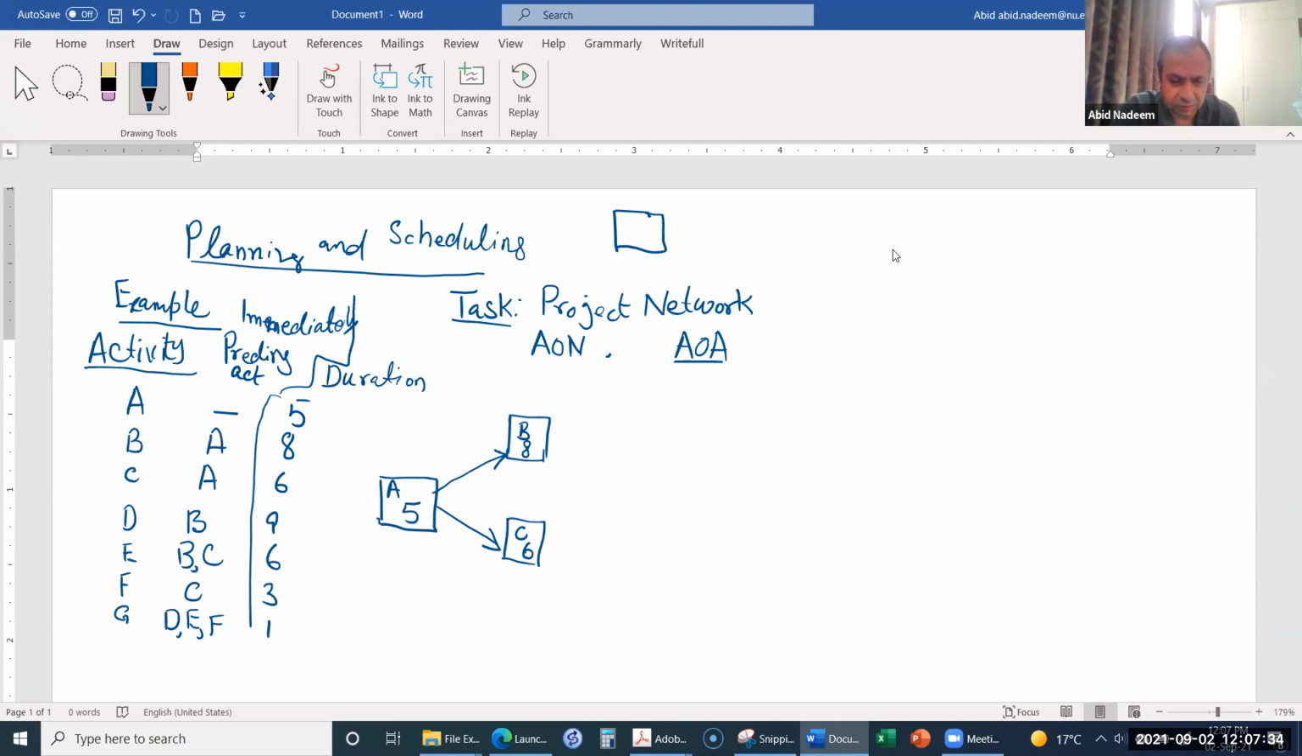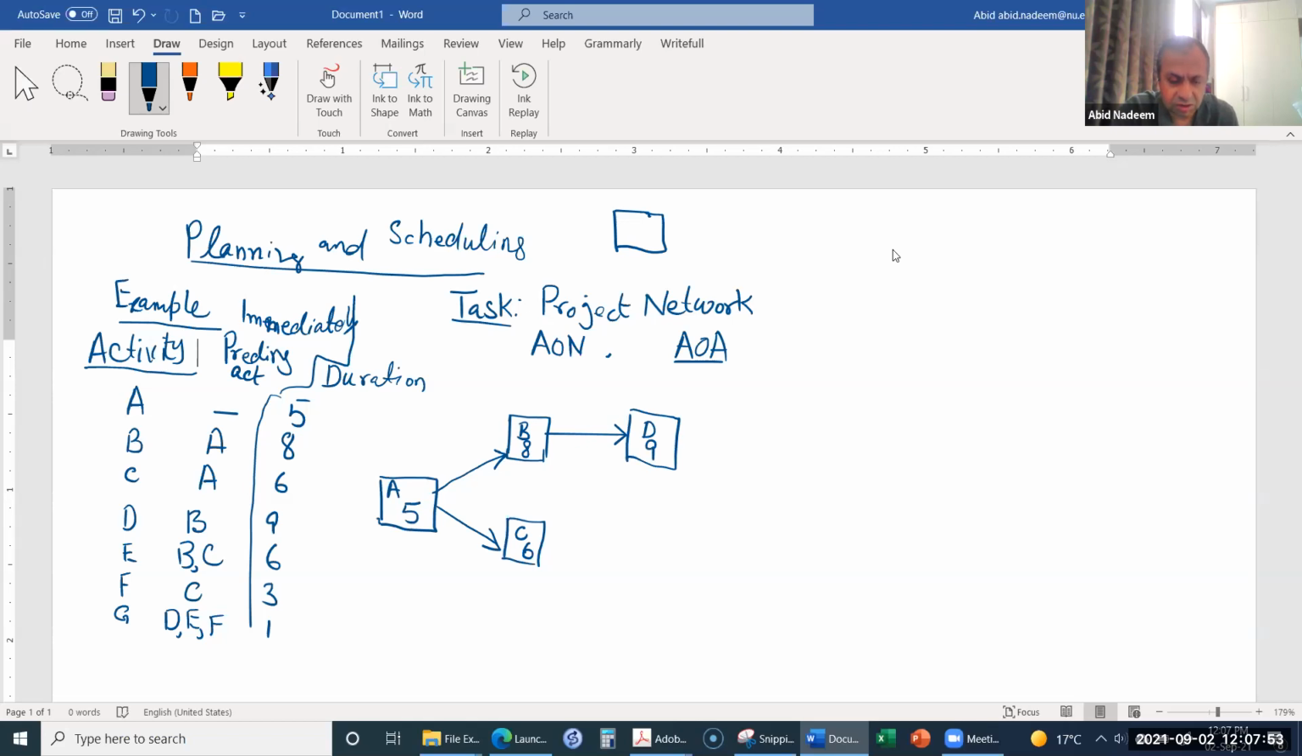Next, we will draw D. D has an immediately preceding activity, B. Therefore I will put D here, with an arrow from B. The duration of D is 9.